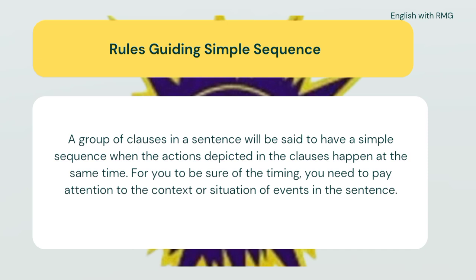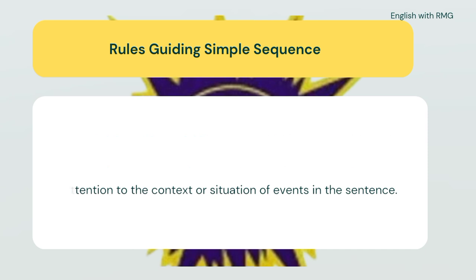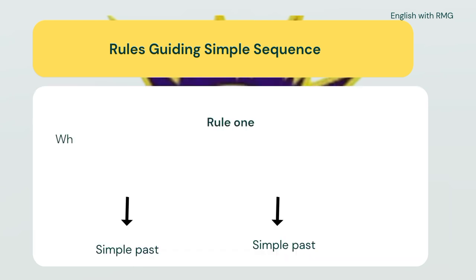So how do you know if it's happened at the same time or not? All you need to do is pay attention to the time of event that is expressed in the sentence. So you need to always pay attention to the context when you are trying to answer any question on sequence of tenses. Do you understand? It is very crucial to picking the correct answer. Pay attention to the context.